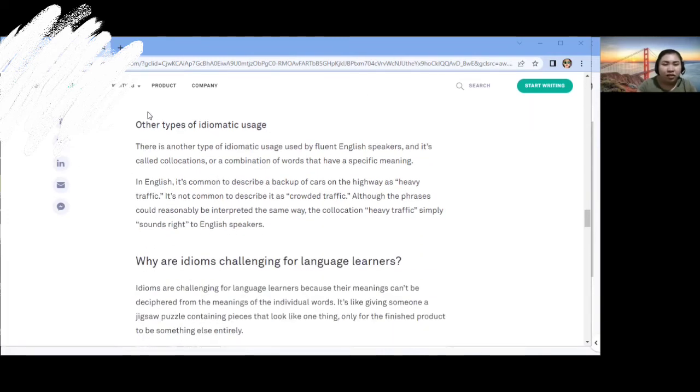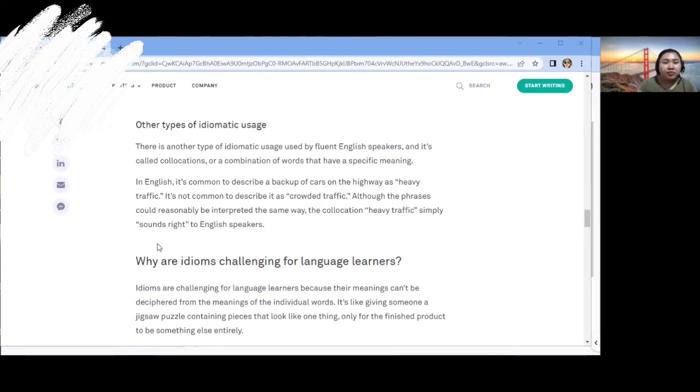Other types of idiomatic usage. There is another type of idiomatic usage used by fluent English speakers, and it's called collocations, or a combination of words that have specific meaning. In English, it's common to describe a backup of cars on the highway as heavy traffic. It's not common to describe it as crowded traffic, although the phrases could reasonably be interpreted the same way. The collocation heavy traffic simply sounds right to English speakers.